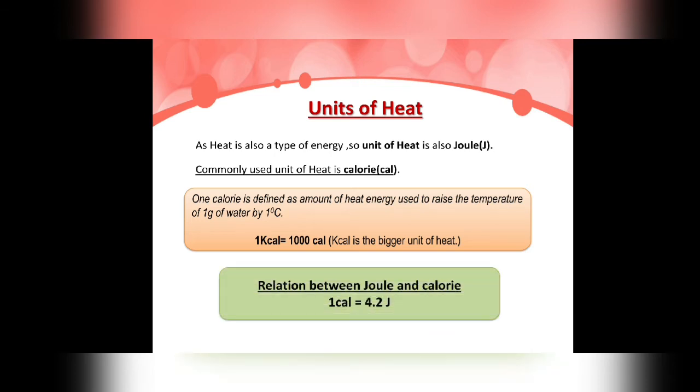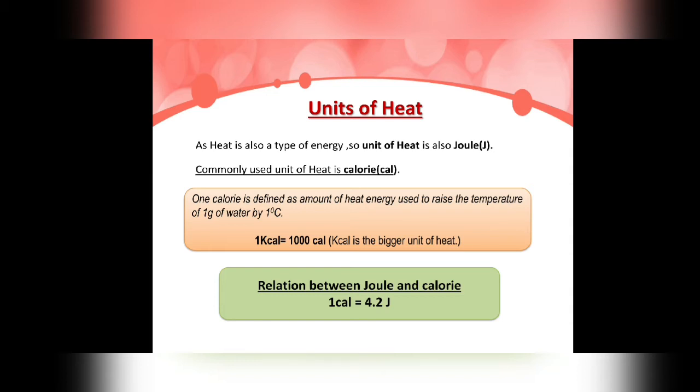Now there's a relation between joule and calorie. Joule and calorie are related to each other as 1 calorie is equal to 4.2 joule. You might be asked the question, write the relation between the joule and calorie. You have to give this relation, that is 1 calorie is equal to 4.2 joule. So this is the relation between joule and the calorie.